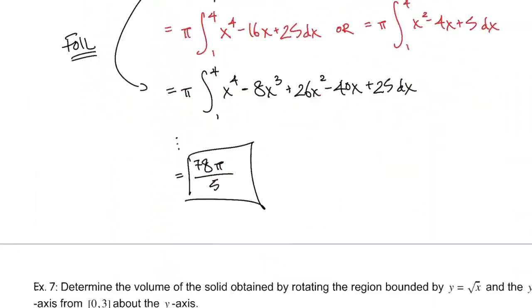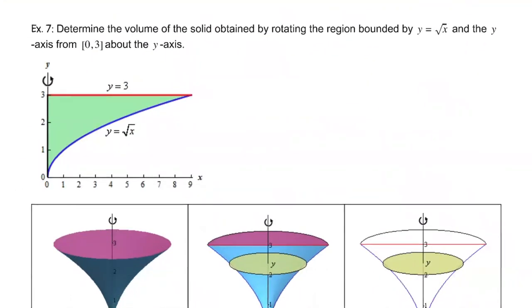All right, so let's go ahead and take a look at example 7. Example 7 says, determine the volume of the solid obtained by rotating the region bounded by y equals x square root of x. So that is the graph in the blue here. And the y-axis. So we have the y-axis, and we're going from 0 to 3, and we're revolving it around the y-axis, all right?